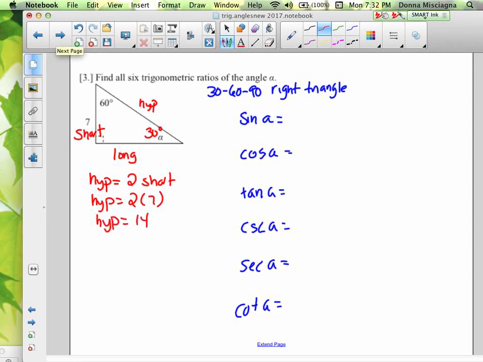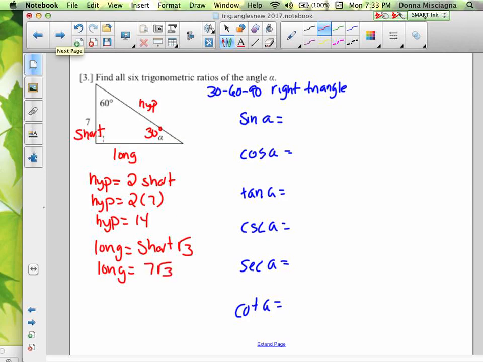And then we need the long leg. The long leg is equal to the short leg times the square root of 3. And actually, I'm going to put the square root of 3 afterwards, because we would write the number and then the square root of 3 anyway. So the short times the square root of 3. So the long leg is equal to 7 square roots of 3. See, pretty easy. All we needed was one side.